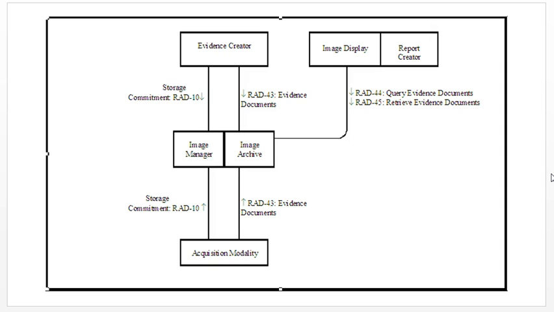Because evidence documents come from a lot of modalities, there's no one set diagram to show you. Instead, I thought this would be a good place to show you the actors and transactions diagram to reinforce that knowledge. Here you see the actors involved in evidence document transactions are evidence creator, image manager, image archive, acquisition modality, image display, and report creator. The transactions involved are RAD 10, which is storage commitment, RAD 43, evidence documents, RAD 44, query evidence documents, and RAD 45, retrieve evidence documents.